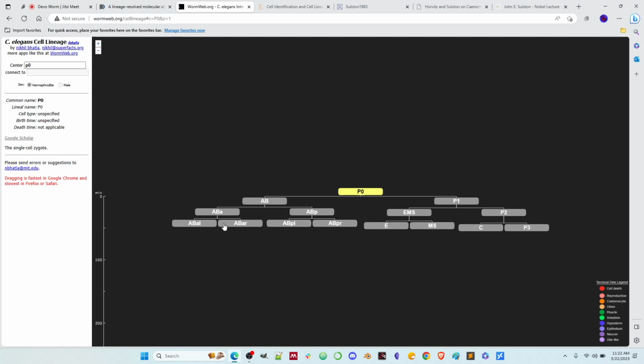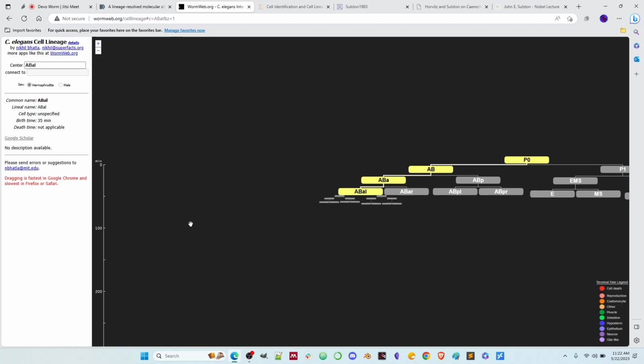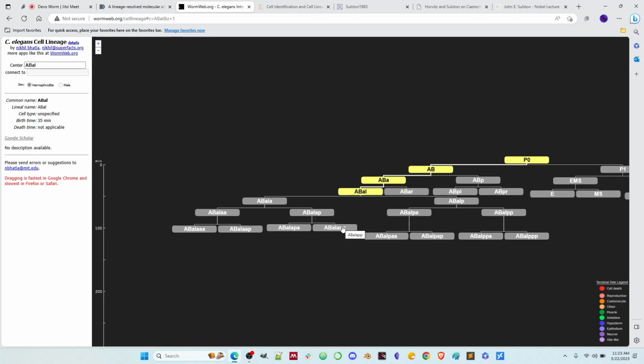So you can see this forms a nested tree. You have nesting. I can open up ABAL and I can see how this proceeds. You have another anterior posterior division after that, and a third anterior posterior division, and so on. So they just keep expanding in that way.